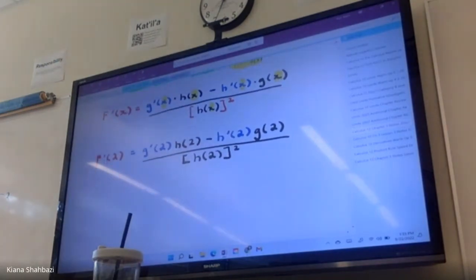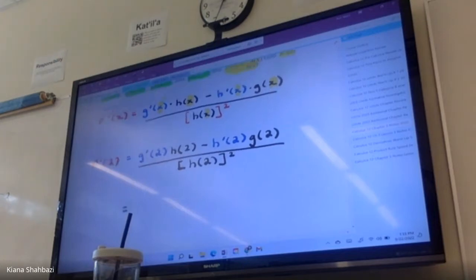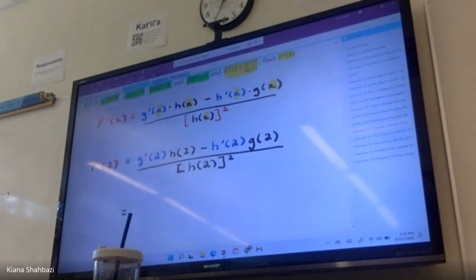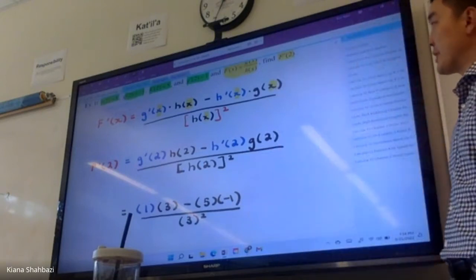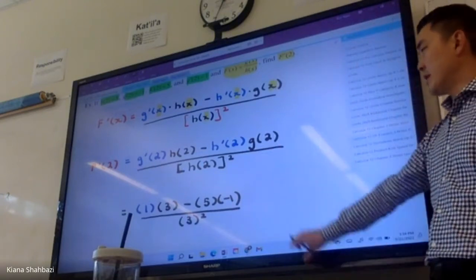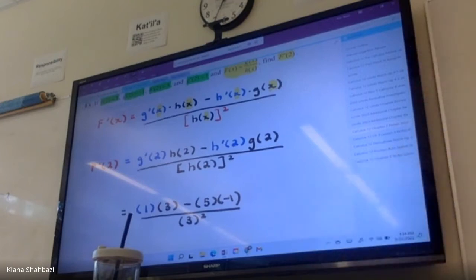I think what Hudson wants to do is jump into the substitution method, right? So Hudson, what's g prime of 2? G prime of 2 is 1. Yeah. So 1 times h of 2, and what's h of 2? 3 minus 5 times negative 1. Yep, and the bottom is going to be what? 9, so 3 times 2. Yeah, so Hudson, if you want to jump to the number step right away and skip this, that's totally fine. I just want to show that substitution step for completeness. And then we get down to this. It'll be what? 3 plus 5? 8 over 9. 8 over 9, perfect.